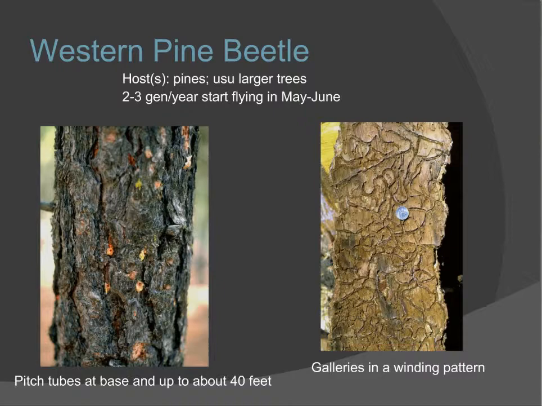Western pine beetle, usually I wouldn't say that this is a problem, but I've seen it just a few weeks ago in Cottonwood Heights, so it is in the city here. This is another one that only goes after trees that are under stress. It can have 2 to 3 generations per year. They start to fly in early May or June. And you'll look for pitch tubes mostly near the base and up to about 40 feet. The gallery pattern underneath is a winding type pattern as opposed to some of the other patterns. It's a very distinctive pattern for Western pine beetle.